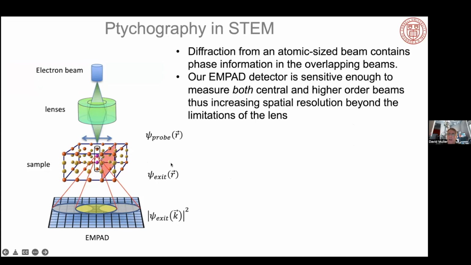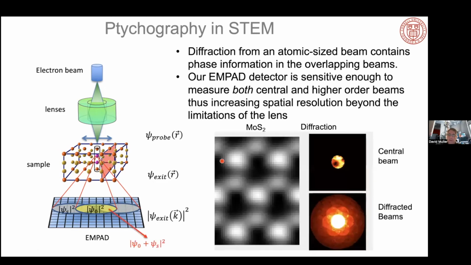And our detector is sensitive enough to measure not only the central beam, but all of these very weakly scattered beams as well. And that's important because what I'm showing you over here on the right is the full diffraction pattern from a piece of MoS2. And as I scan the beam around, what's going to happen, and you can see it in the pattern on the side here, is that where the two disks overlap, there's a phase shift between the central disk and the scattered disk.